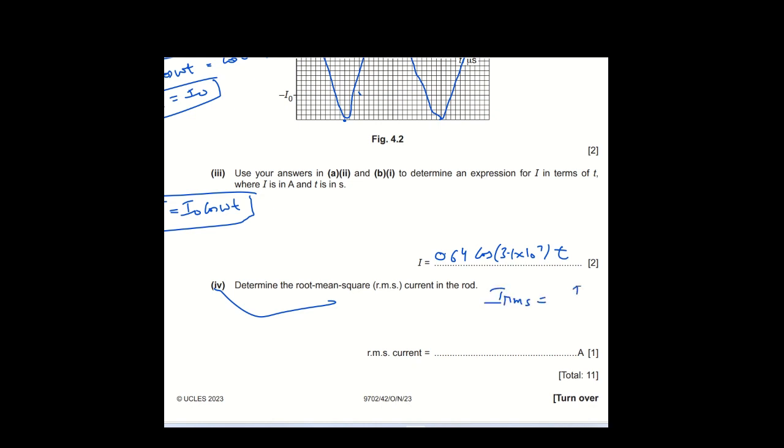we know that it is peak value or maximum value divided by root 2. So it will be 0.64 divided by root 2, and this value will come out to be 0.45 ampere.